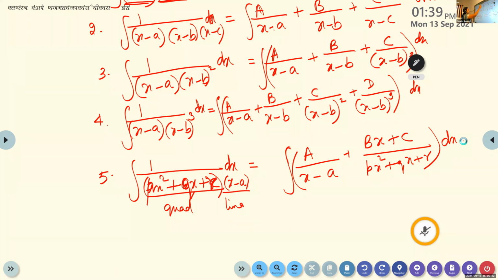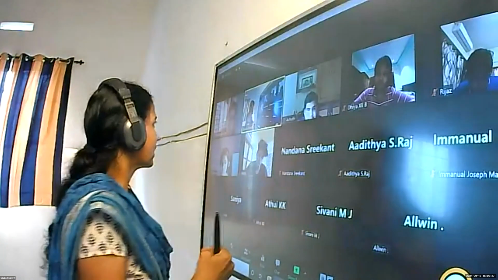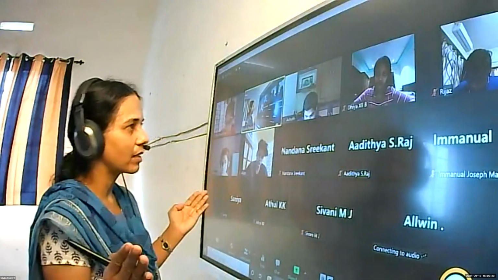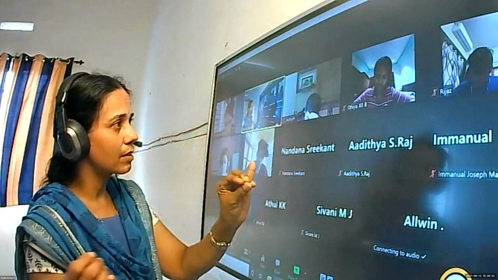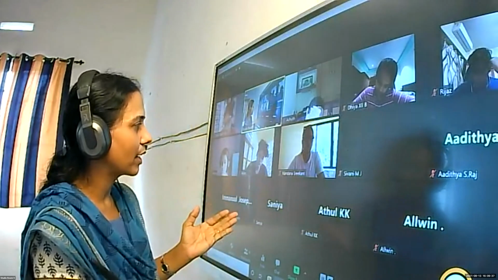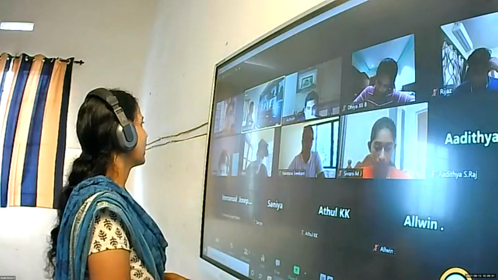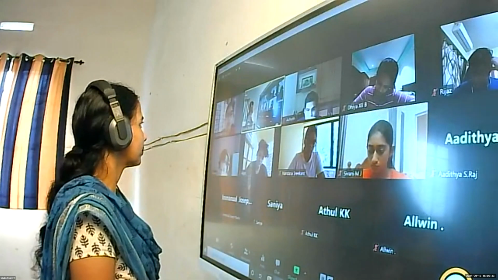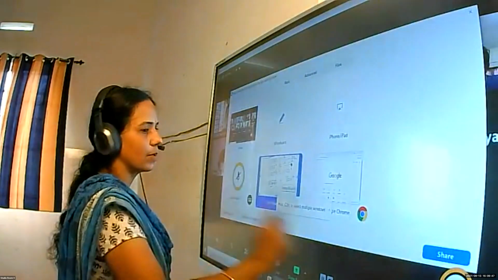Is it okay? Is it clear, children? Whenever we get a quadratic in the denominator, how do we have to factorize it? How are we splitting it? A by linear plus linear by quadratic. Whenever we split into partial fractions, the degree of the numerator must be less than the degree of the denominator. That is the principle we have to follow. Okay? So once you copy this one, we can start doing the problems from this part.